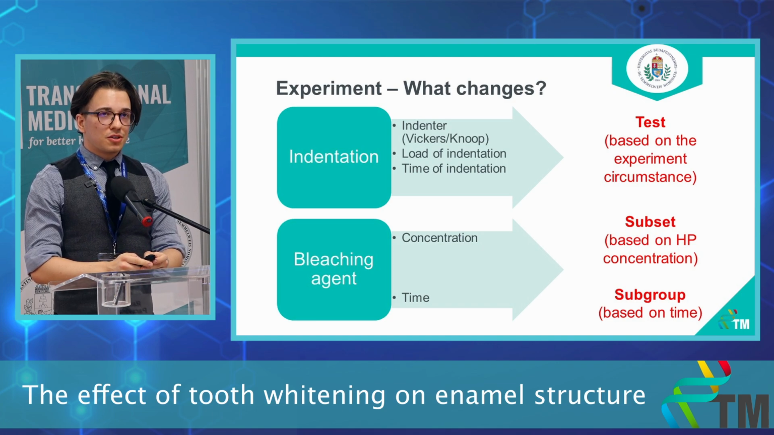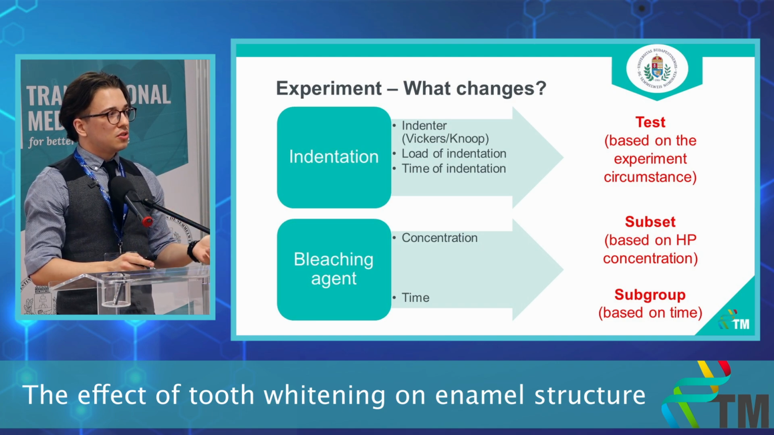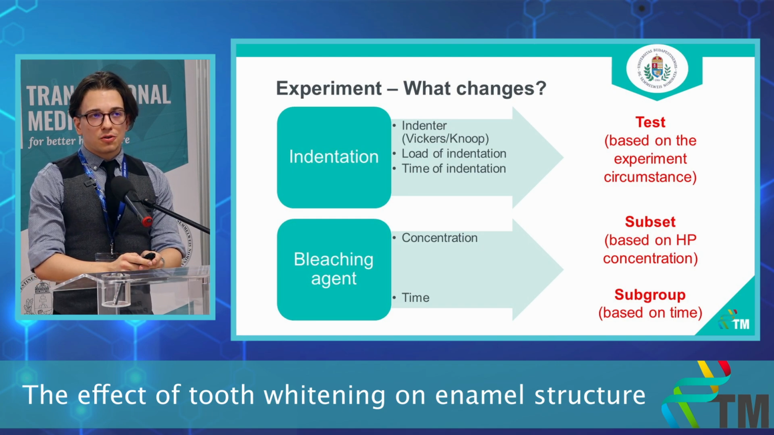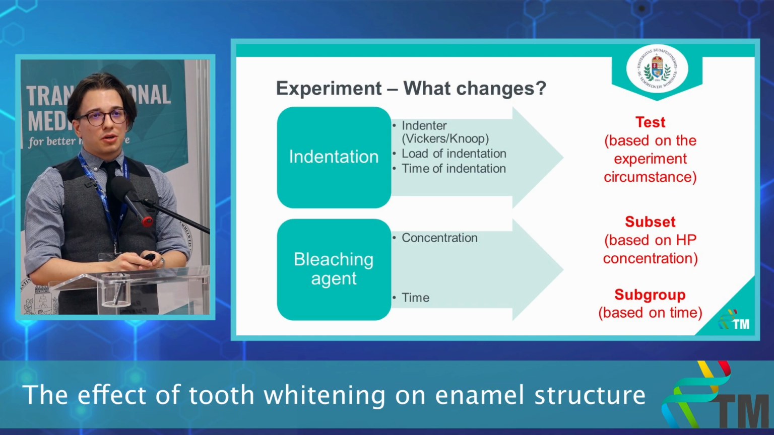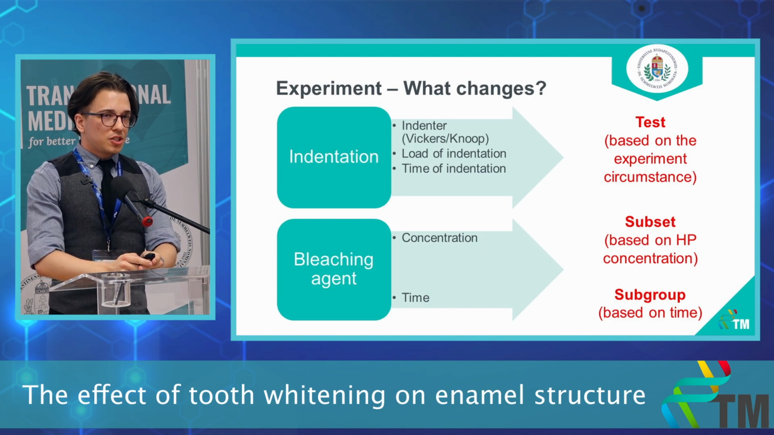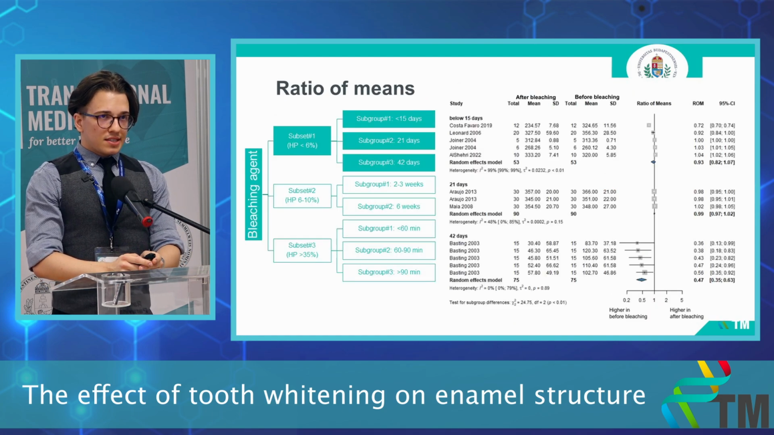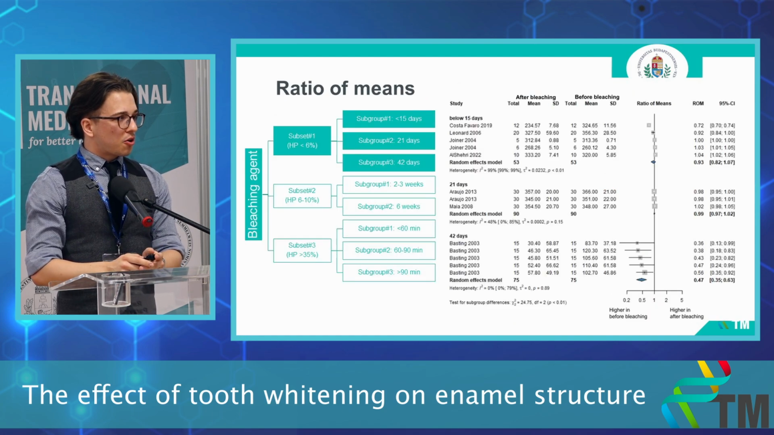That is why for the further analysis, we only included those that used a Knoop indenter with a 55-gram load for 5 seconds, because these were the largest number of articles that were found. Based on the concentrations and time, we created subsets and subgroups. Let's see the results.